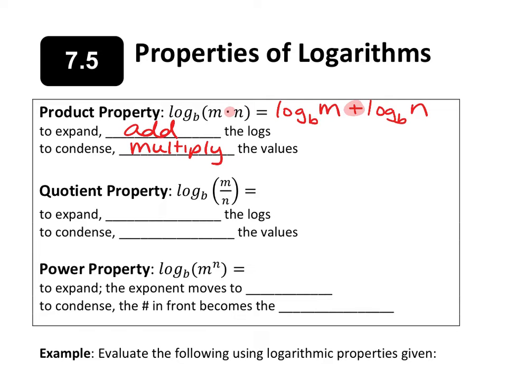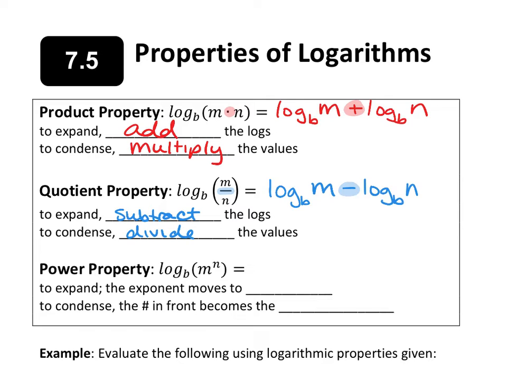The second property we have today is called the quotient property. Quotient has to do with division. And it's kind of like the opposite. So if with multiplication we added, what do you think we're going to do with division? Subtract. That's exactly right. So we have logarithm base b of m, the first thing. We're going to subtract the logarithm with the base b of the second thing, of the denominator. So again, if we are dividing, it's really like subtracting. So to expand, we subtract the logarithms. To condense, we divide the values into one argument.